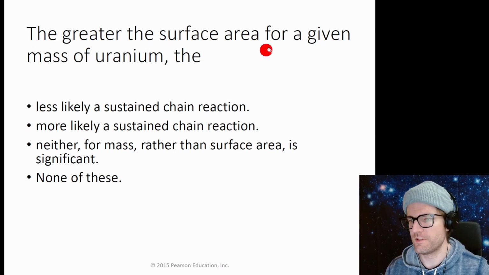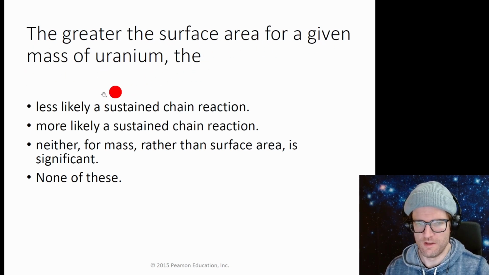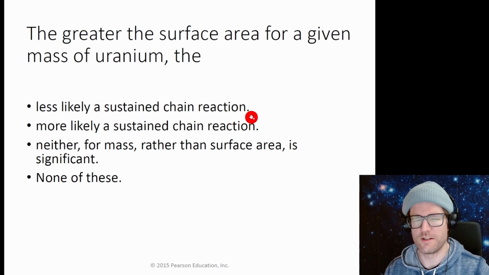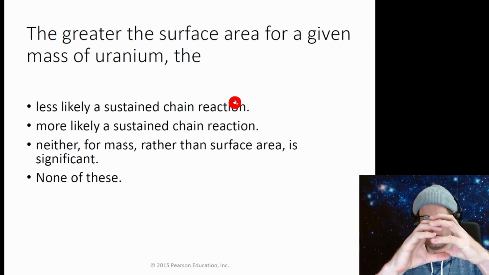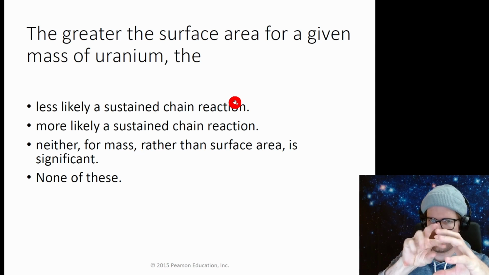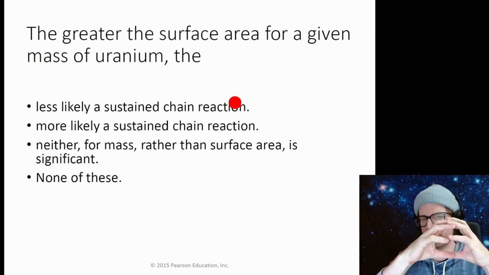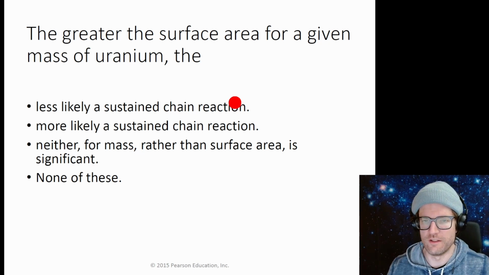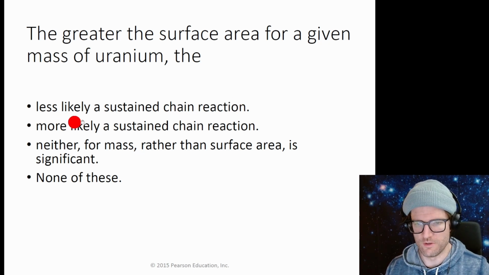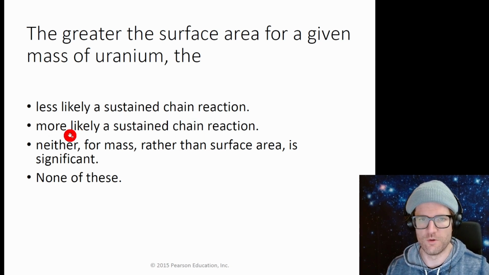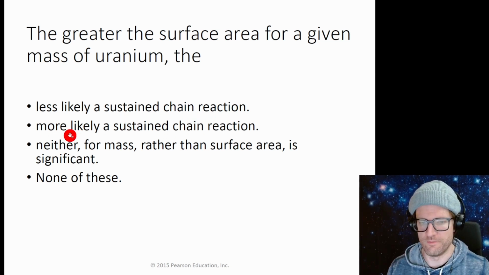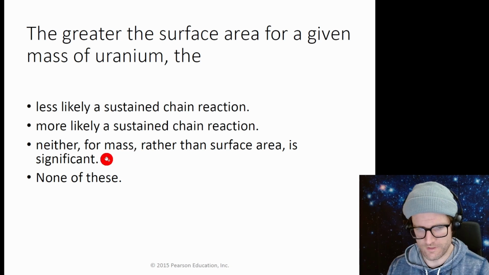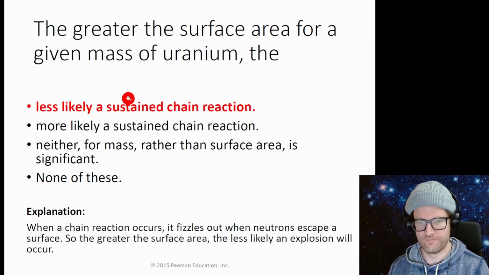The greater the surface area for a given mass of uranium, the less likely a chain reaction. So if we have a ball of uranium, when there's lots of decays, the neutrons are inside the material. But if it's got lots of surface area, then the neutrons are free to leave more often. So it's less likely to have a sustained chain reaction. It's not more likely. We want a more compact amount of mass.